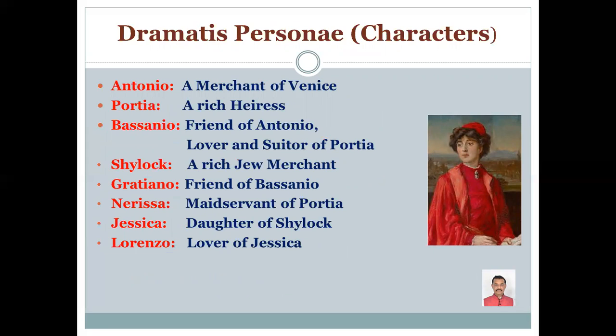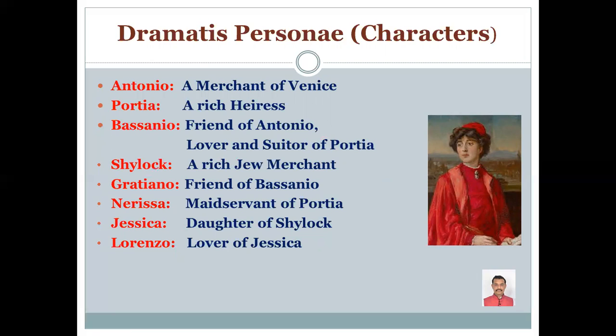But before that, we shall discuss the various dramatis personae, the various characters that appear in the drama. The first and foremost character of the drama is Antonio. As the title suggests, Merchant of Venice, Antonio is the Merchant of Venice in this play. Second important character, or rather the central character of the drama, is Portia.